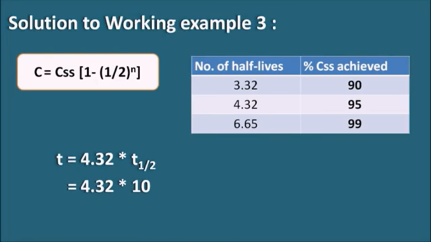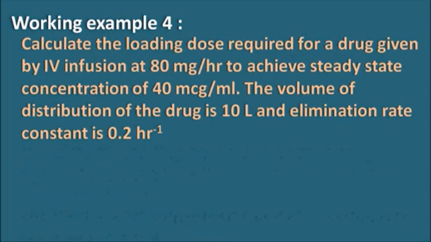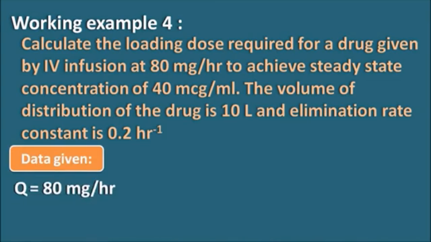Now next example: calculate the loading dose required for a drug given by IV infusion at 80 mg per hour to achieve the steady state concentration of 40 microgram per ml. The volume of distribution of the drug is 10 liters and the elimination rate constant is 0.2 hour inverse. So data given is 80 mg per hour, CSS equals 40 microgram per ml, Vd is 10 liters, K equals 0.2 hour inverse. We have to calculate the XL, the loading dose.